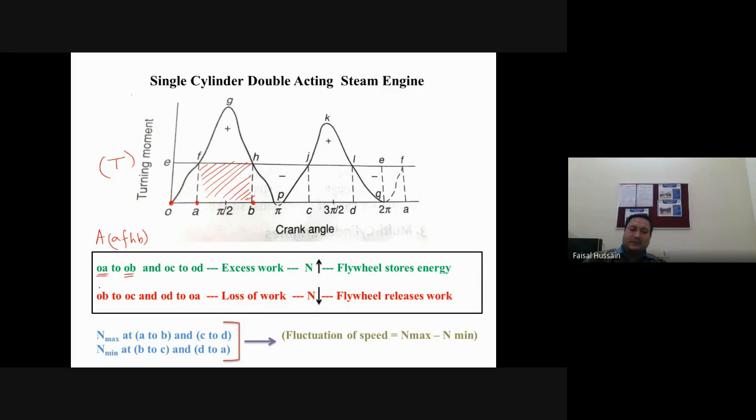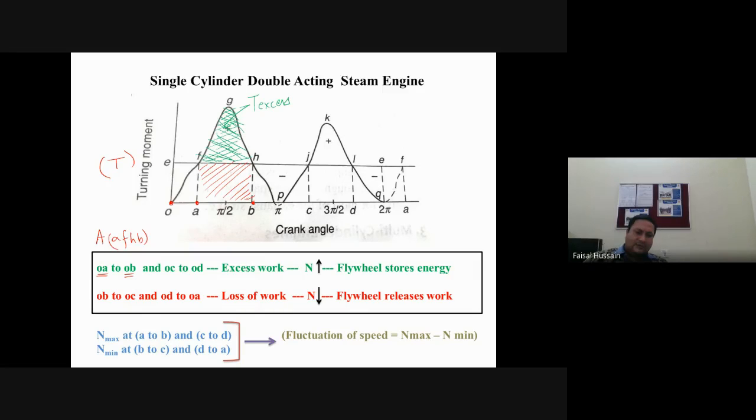It means that the work done against the resisting torque is AFHB, and this will be your FGH. This is your excess torque. So what is happening when the position is from point OA to point OB? At this point, the work done against the resisting torque needed is AFHB, but the actual work done which is being performed is AFGHB, where FGH is the excess work. So this excess energy in terms of kinetic energy will be stored in the flywheel.